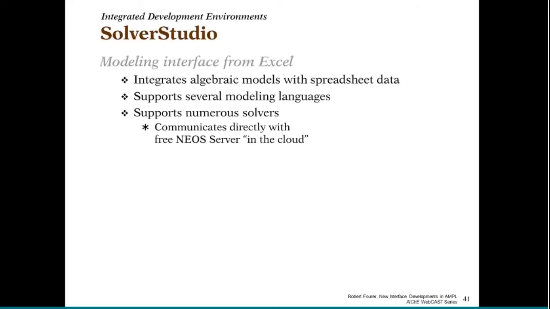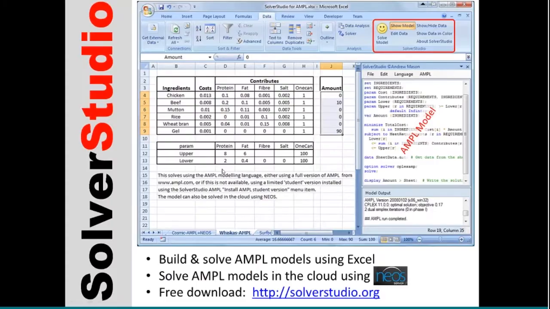Let me briefly show you something about Solver Studio. That's an interface from Excel. And so this is a quite different looking thing. The idea is to integrate algebraic modeling languages into spreadsheets and support a number of modeling languages, of which AMPL is one, and support lots of solvers. And this does have a Neo server connection. So Neo server is sort of a cloud-based selection of solvers that you can use for free. And it was actually started in the 90s when nobody had heard of anything called the cloud. But that's how we describe it today.